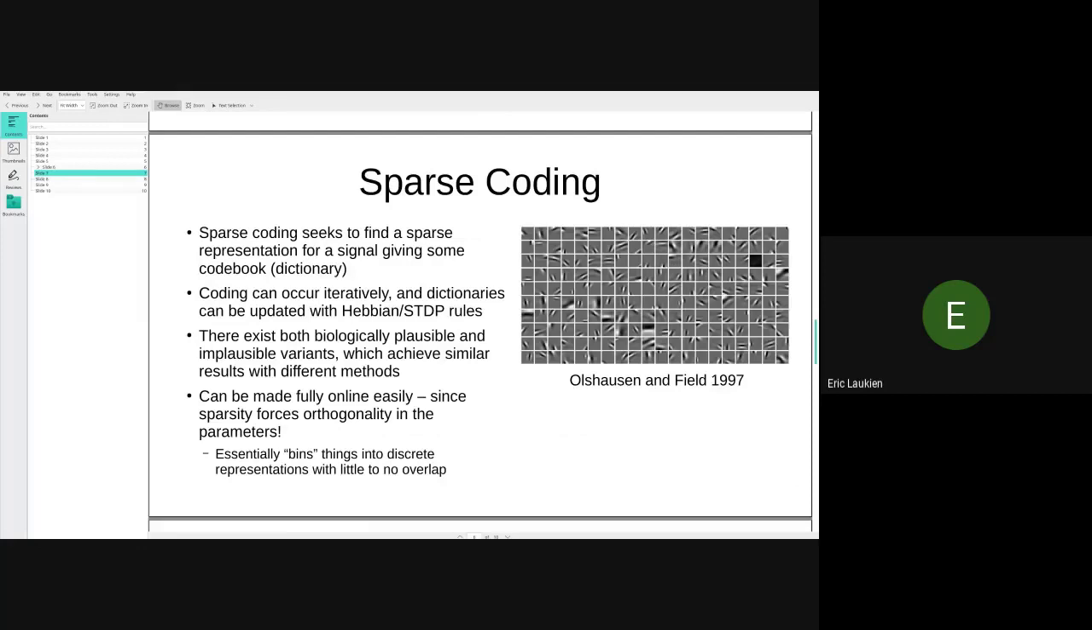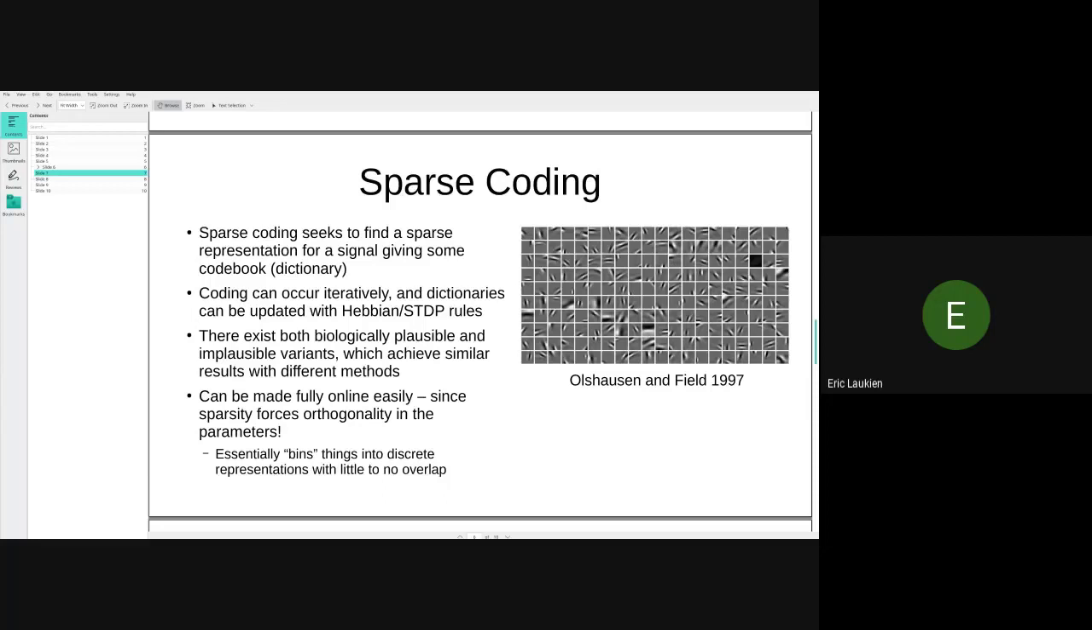So sparse coding in particular is a method for finding both the codebook and the sparse codes themselves. We use SDRs and sparse codes interchangeably. I know probably Subutai might disagree with this, but I think they're basically the same except one's binary, generally. But coding can often occur iteratively, and we argue that it does in the brain, meaning there's an explaining away portion to it. And the dictionaries themselves are updated with STDP, which is just like longer-term Hebbian, shorter-term Hebbian.